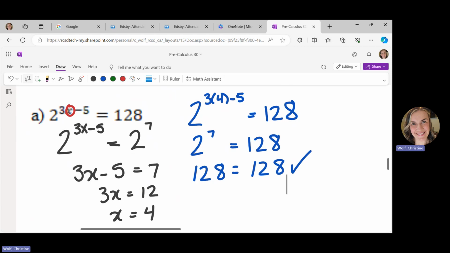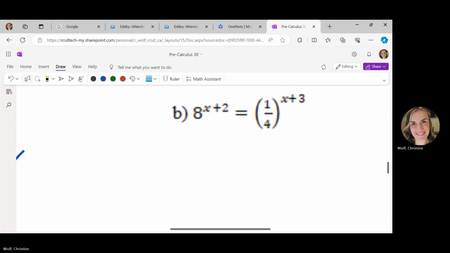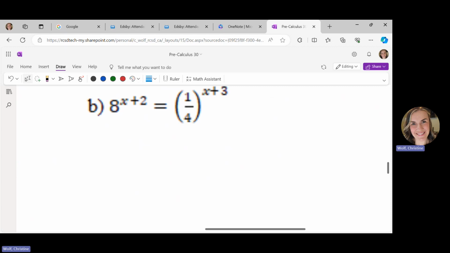Let's do one with fractions. A fraction on a side. Now, it's going to be just a skill for you to be able to look at this and determine what your base is going to have to be. So look at your big fat numbers, the 8 and the 1 over 4. What do you think I'm going to choose my base to be? A 2. Because I can rewrite an 8 as a 2. I can rewrite a 4 as a 2.